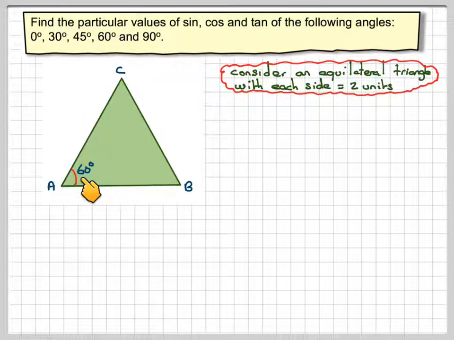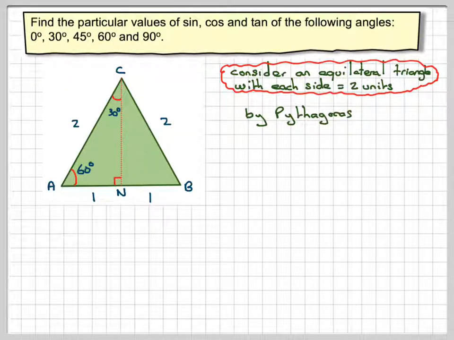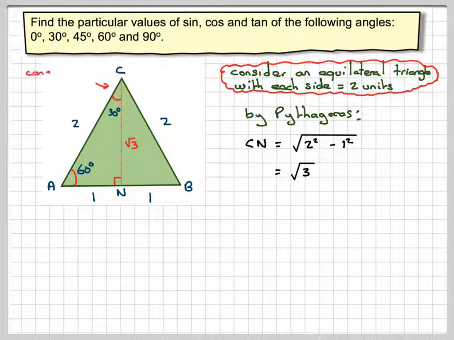If it's equilateral, each angle will be 60 degrees, and if we drop down the perpendicular, so that's the midpoint, we call that N, then that angle there will be 30 degrees. Remember, all the sides are 2, and therefore if this is the midpoint, that will be 1 and that will be 1. By Pythagoras' theorem we can calculate this length by doing the square root of 2 squared minus 1 squared. So that's going to give me root 3. So this length here is root 3.